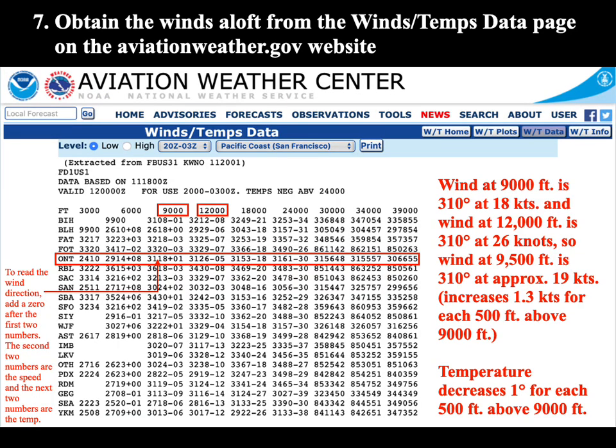To maintain our course, we'll also need to factor in a wind correction angle. First, we'll go to aviationweather.gov and look at the winds and temperatures aloft table. We see that the wind at 9,000 feet is 310 degrees at 18 knots and at 12,000 feet it's 310 degrees at 26 knots, so the wind at 9,500 feet is 310 degrees at approximately 19 knots. It increases 1.3 knots for each 500 feet above 9,000 feet.